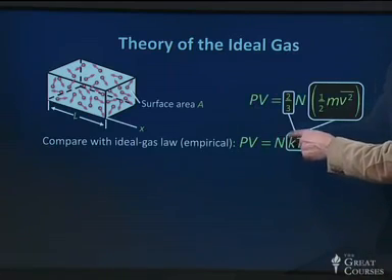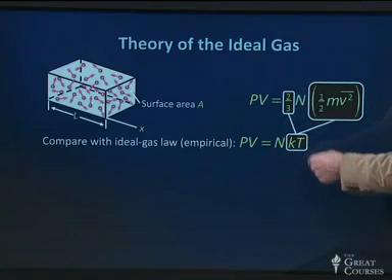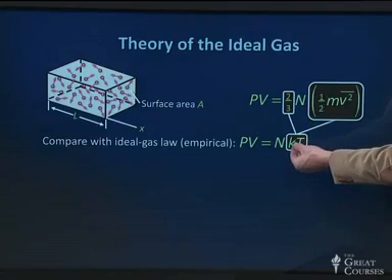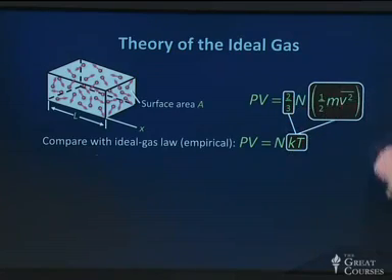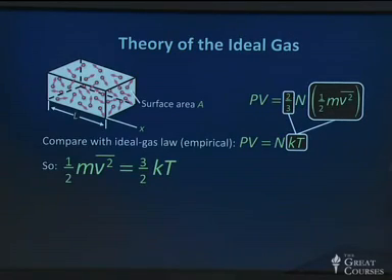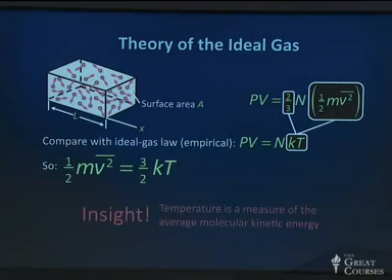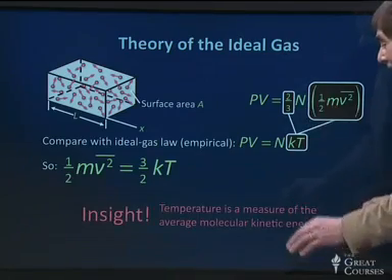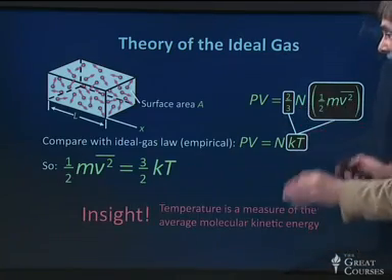What's on the right-hand side of the empirical law? It's NkT. We've got N on both of these, and we've got kT. And so what we recognize here is that kT, the product of the Boltzmann constant with temperature, is 2/3 of the average kinetic energy. And there's that statement. And the huge insight we get from this is that temperature is a measure of the average molecular kinetic energy.